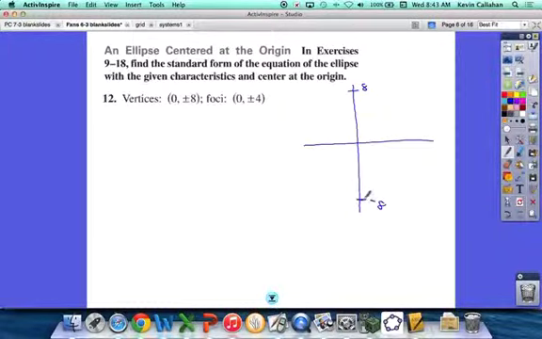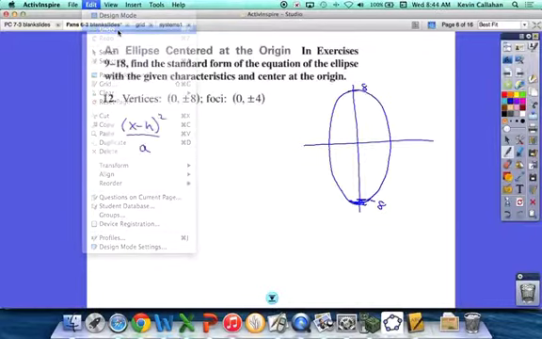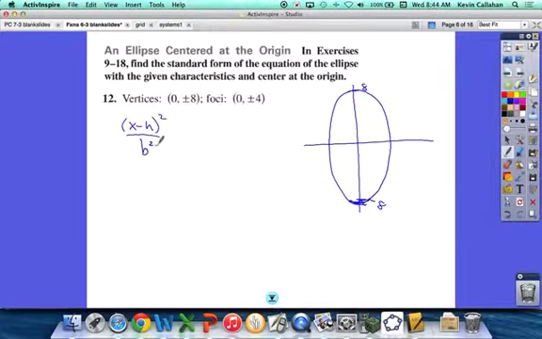So we know that this thing is going to look something like that. Remember that the vertices are intersecting with the major axis, so this is definitely vertical. So which form of the equation are we going to use? We're going to use x minus h squared over b squared plus y minus k squared over a squared equals 1. Now, they've already said the center is 0, 0. So we know where the h and the k are, 0, 0. We just have to figure out the a and the b.